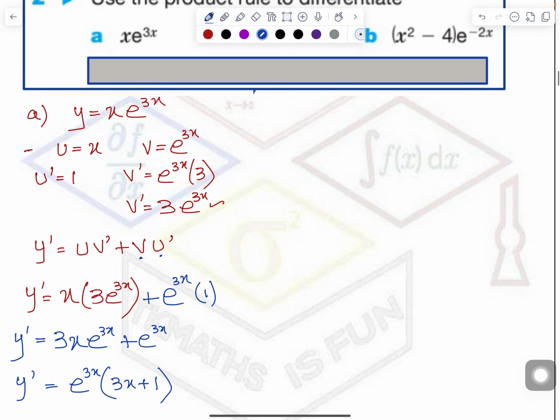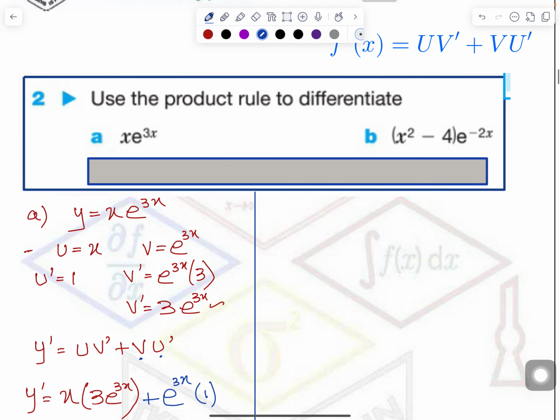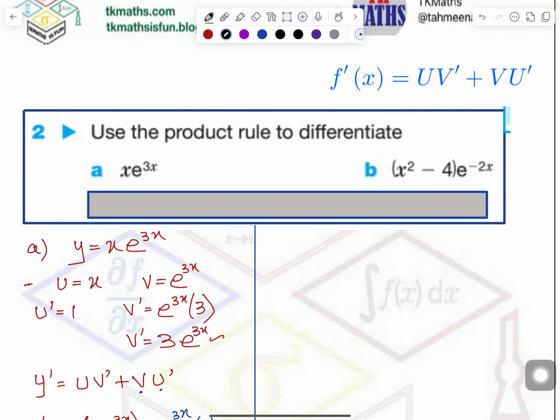Okay, now let's do the second question. After this, I will give you a chance to test your understanding. I have solved few examples here. So for part B, let's take y is equal to x square minus 4 times e power minus 2x. In this case, let me take u as x square minus 4 and its differentiation will be 2x minus 0. 0 I'm not writing.